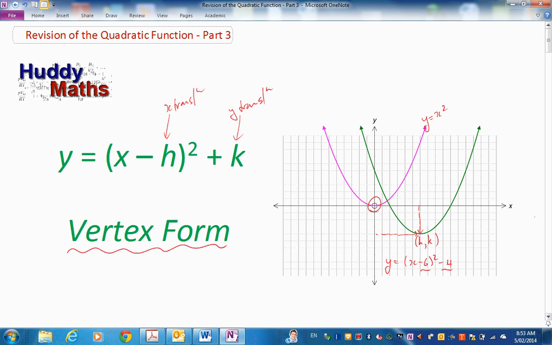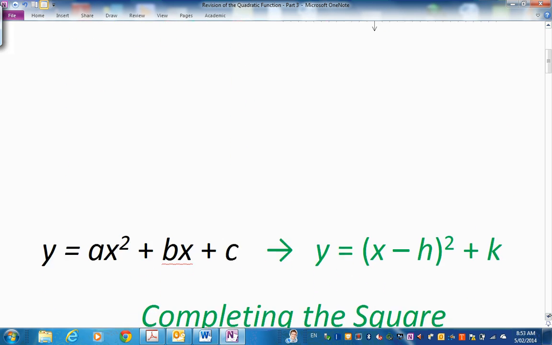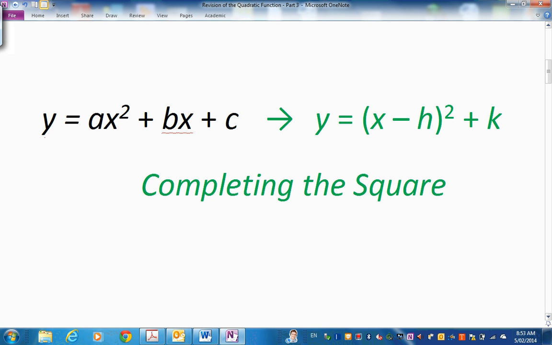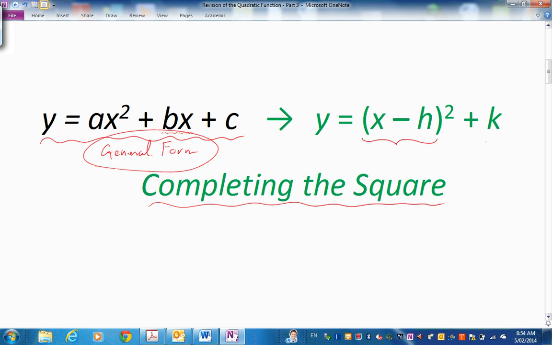Okay, so let's have a look at creating that form from the general form or from the expanded form. Okay, this is what we want to do now. This is called the general form or the expanded form, and we want to get it in the vertex form. Why? Well, so we can find the vertex. What's it called? It's called completing the square. And we're going to use it to find the vertex. We're also going to use it for finding where a function cuts the x-axis when the function isn't factorisable. So, we want to complete the square. We want to make this general form into a square plus another number, an adjusting number.